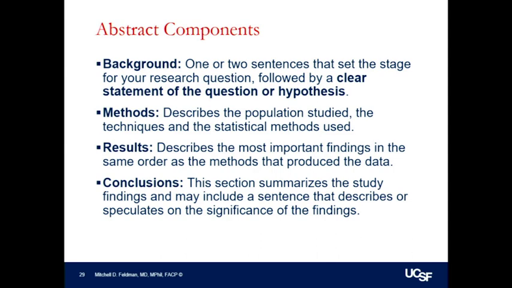And the abstract has the same content as the paper, right? The background, one or two sentences that set the stage for your research question, followed by a clear statement of the question or hypothesis. I'll show you an example in a second. And then the methods, then the results, and then the conclusions. And all of this in 250 or 300 words.